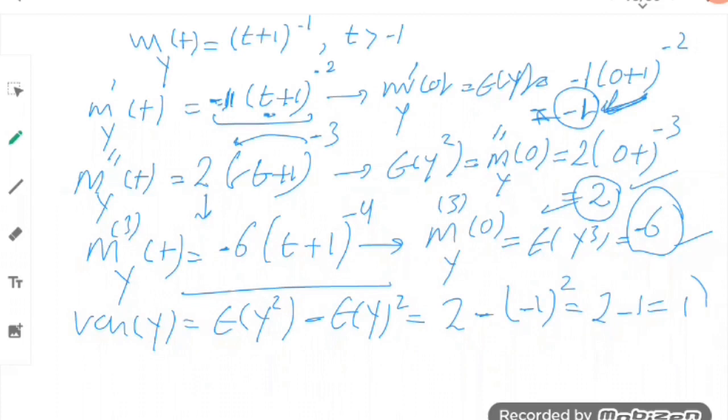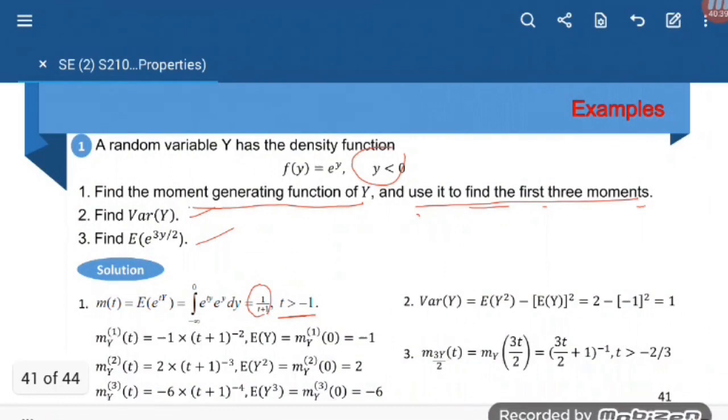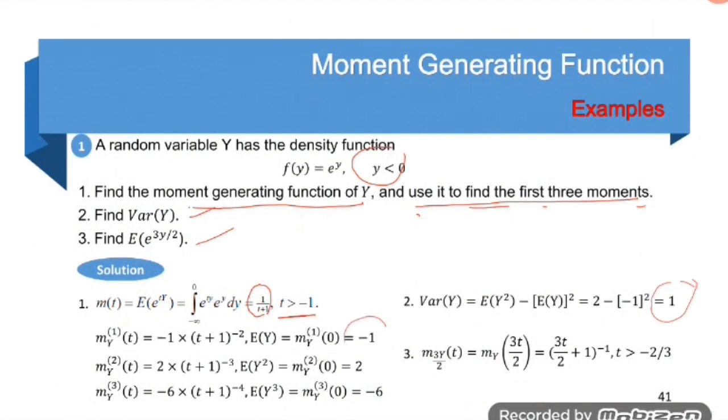The last question: we already have the same results. The variance equals 1. The expectation of y equals negative 1. The expected value of y squared equals 2. And the expected value of y cubed equals negative 6.